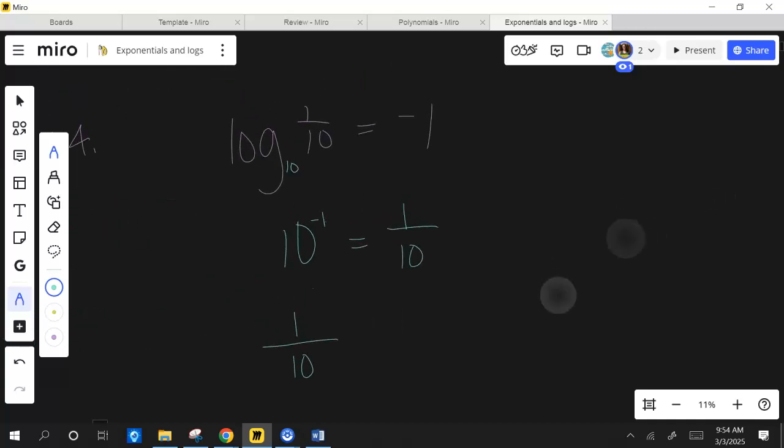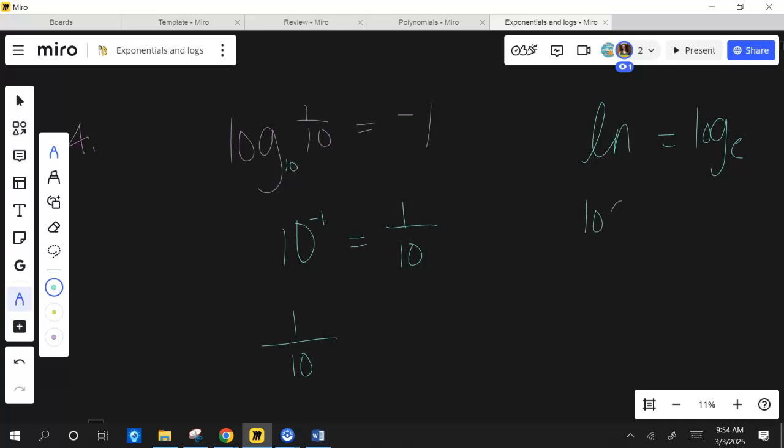What's wrong, Chase? ln has a base of e, and if there's no base indicated and it's a straight, like a common log, it's a base of 10. ln is log base e, and no base, the common, is a 10.